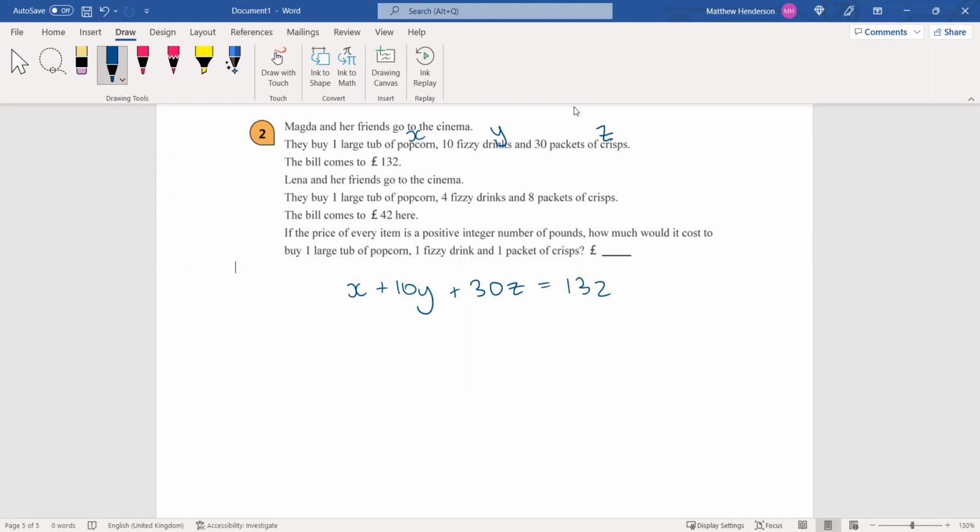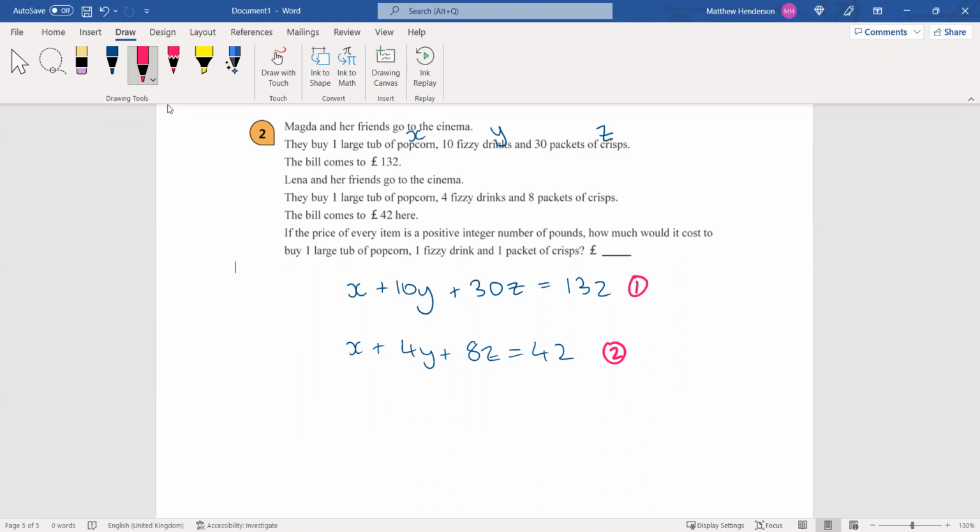Lena and her friends go to the cinema. They buy a similar thing, 1 popcorn, 4 fizzy drinks, and 8 crisps, and that comes to £42. So we have X plus 4Y plus 8Z is equal to £42. Now, again, we've got 2 simultaneous equations here with 3 unknowns, so we can't use our methods for indeterminate equations just yet, but we can spot that both of these equations have an X in them, so I can subtract one of them from the other to make that X disappear.